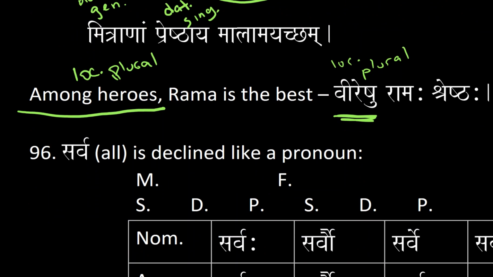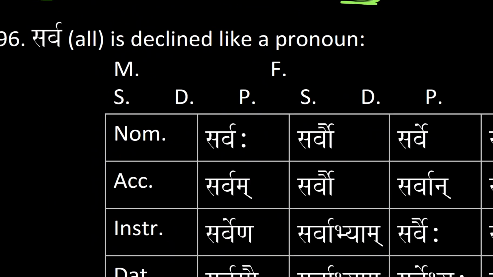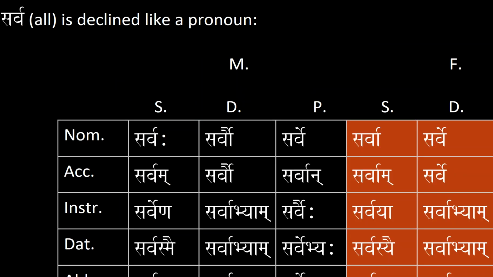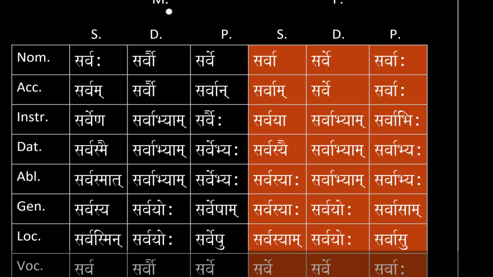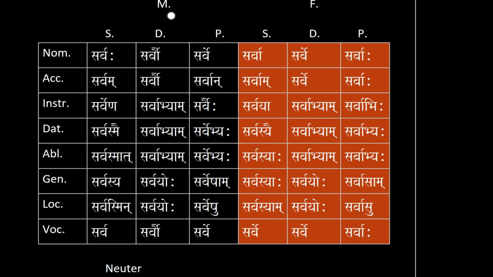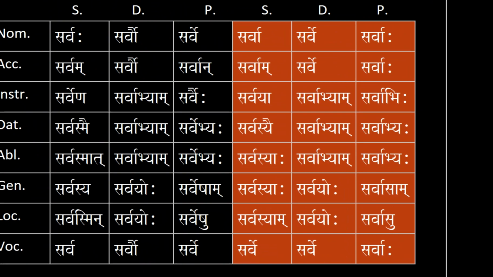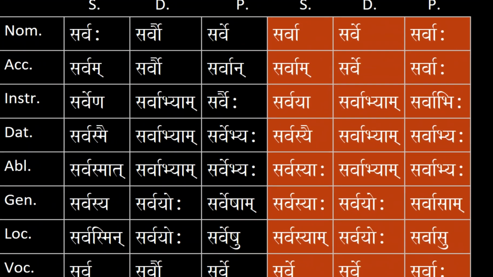And now finally, let's take a look at the word sarva, which means all, and it is declined like a pronoun. Sarva means all, and it's declined like a pronoun. So here's the table for you to take a look at it as a whole. So you have masculine and feminine, and then we also have neuter here at the bottom. So starting with the masculine and zooming in.